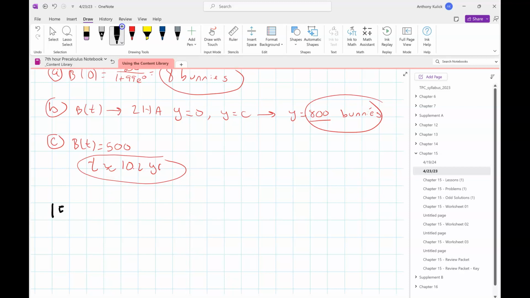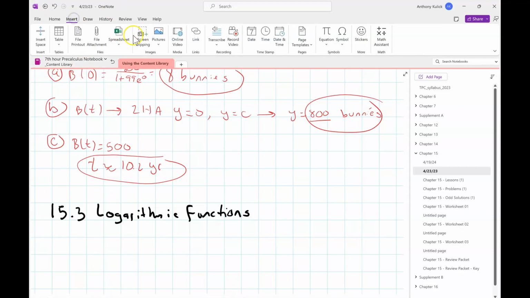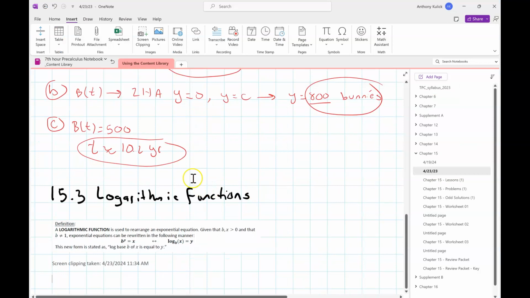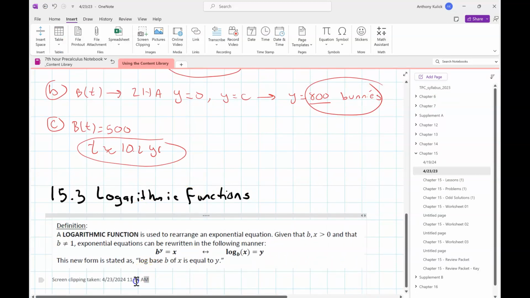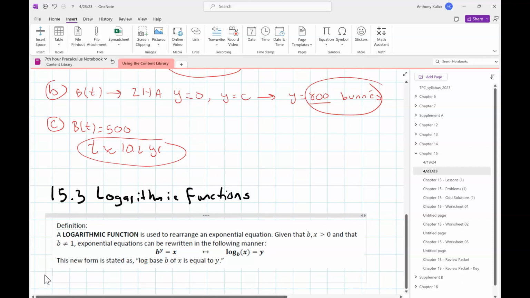That concludes 15.2. In 15.3, we're going to start talking about logarithmic functions as opposed to logistic functions. So when we say a logarithmic function, we define that using the definition based on the exponential. So we say that the exponential equation b to the y equals x is equivalent to the logarithmic equation log base b of x is equal to y.